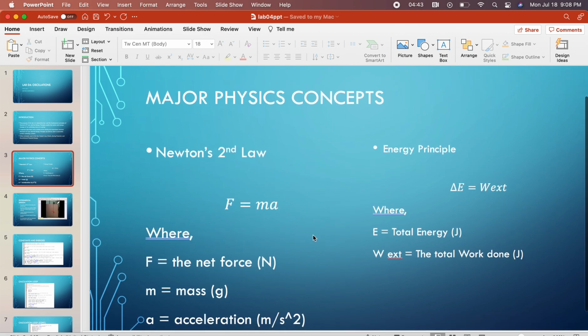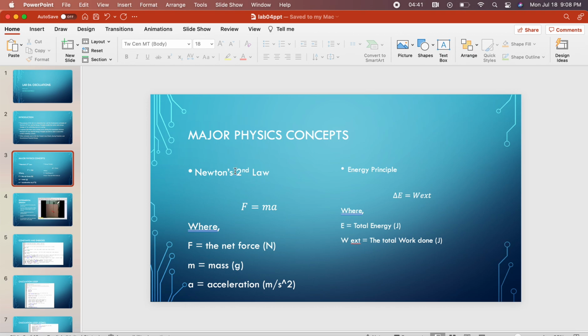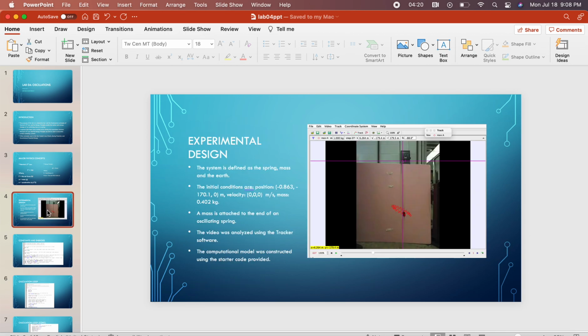So here are the major physics concepts. You have Newton's second law, which is F equals ma, and the energy principle, which is delta E equals the work external. So that just means that any work done on the system is added up, and that is equal to the change in energy.